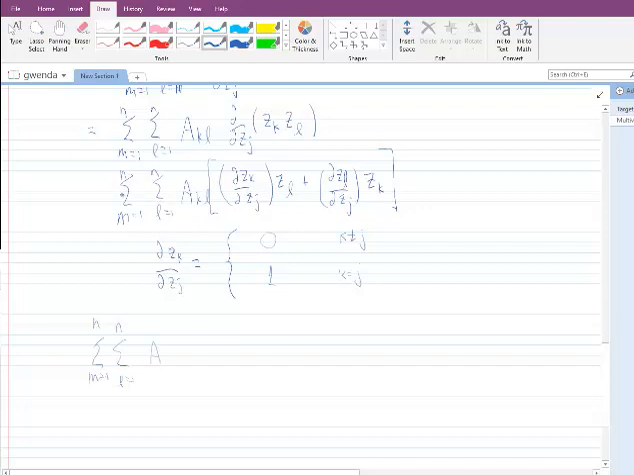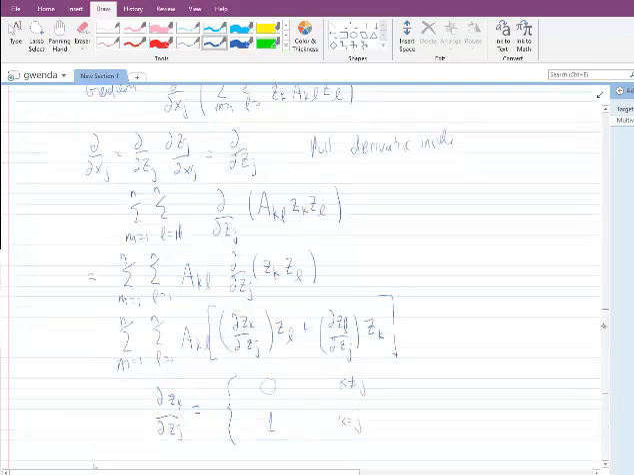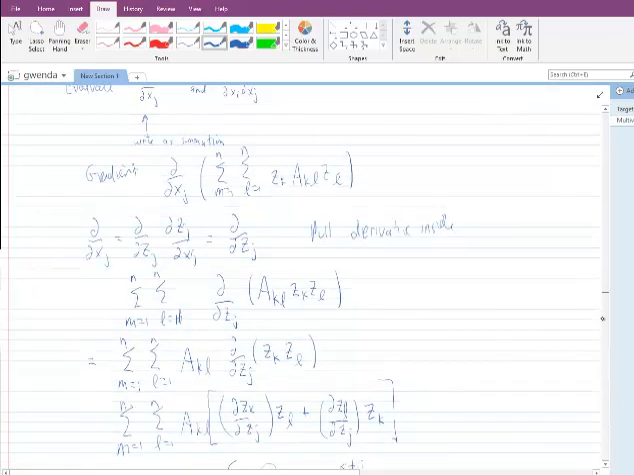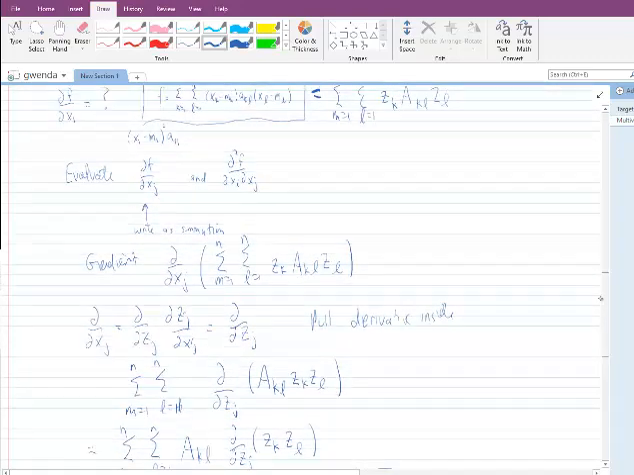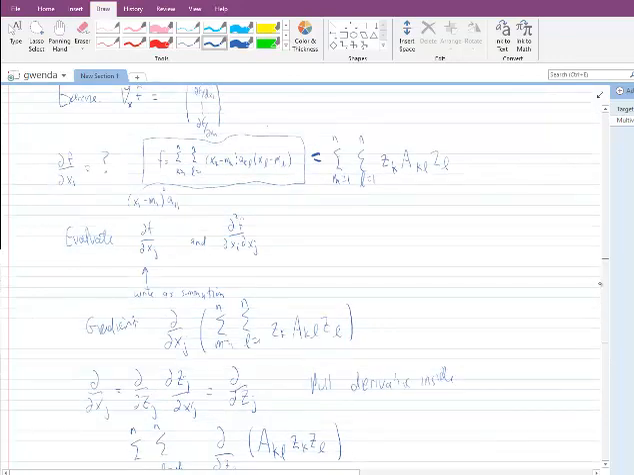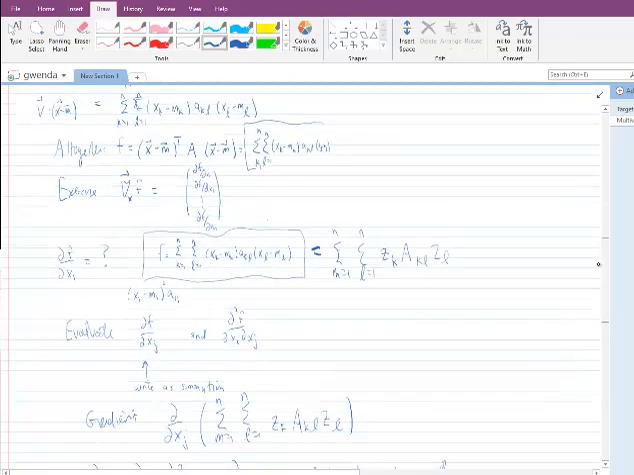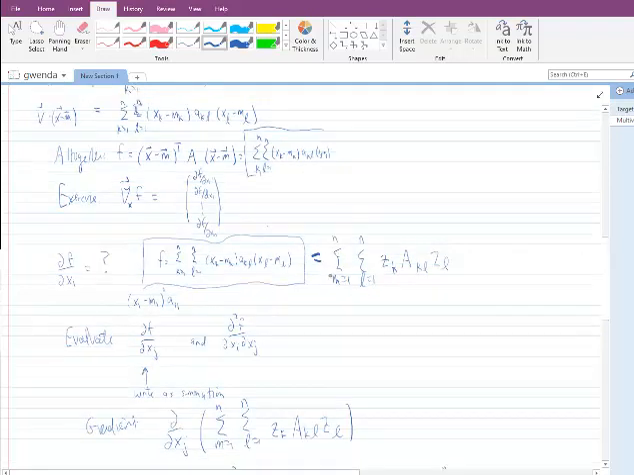Wait a minute. I made a mistake here. Here I have an M, and here I have a K. So what did I do wrong? I think those M's were supposed to be K's. Yeah, I think I made the mistake all the way back here. This is supposed to be a K right here.